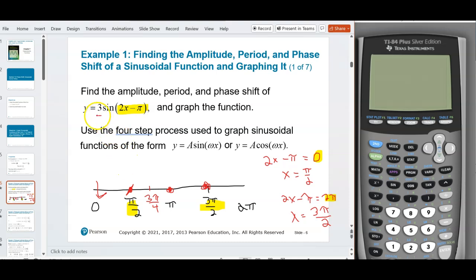And the max is determined by the amplitude added to the midline. So the midline here is 0, the amplitude is 3, so we add 3 to 0, we get positive 3. So that'll occur at 3 pi over 4, 3.